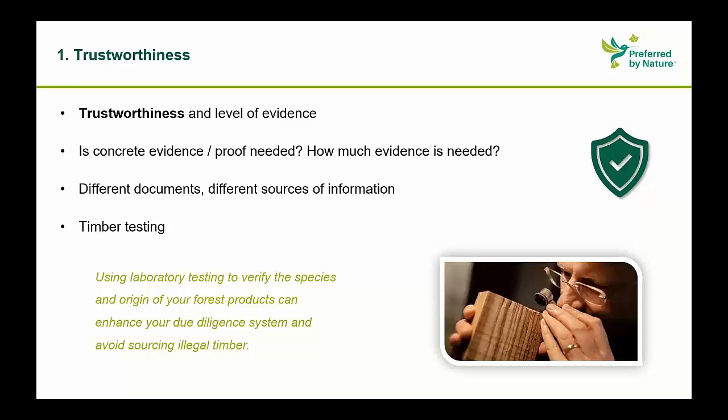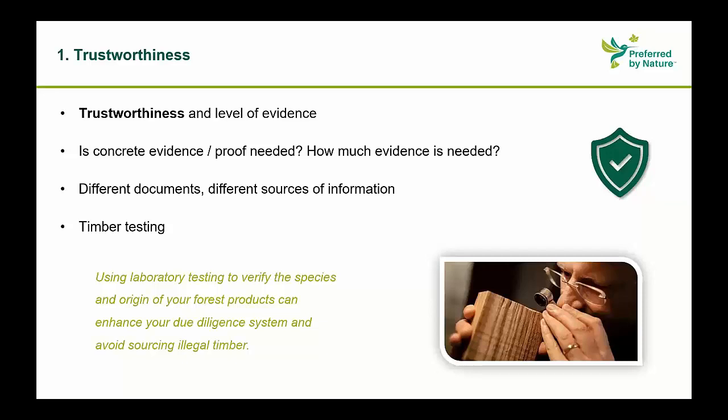Trustworthiness and level of evidence. The idea here is that operators ask themselves how much concrete evidence they need to back up the information that they gather. So information on species and countries of harvest, for instance. You might have a good level of, in some instances a very good level of, confidence about the country of harvest. It might be the case that you don't need a ton of documents to prove that it is indeed coming from this country of harvest. If all the information you have is coherent and you have a good level of trust and you can justify it, that might be enough.